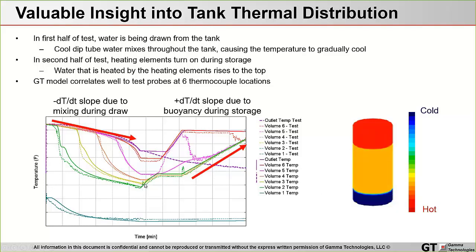But you can see that during the heating event, the different spatial locations of temperature start to come together and rise together. And that's the buoyancy effect that's happening inside the model, which carries a strong positive dT/dt slope. And so you can see these two effects lead to a good prediction of the phenomenon that's occurring inside the tank in a transient manner. And that allows users to calculate important metrics like first hour ratings and recovery efficiencies and UEF and so forth.